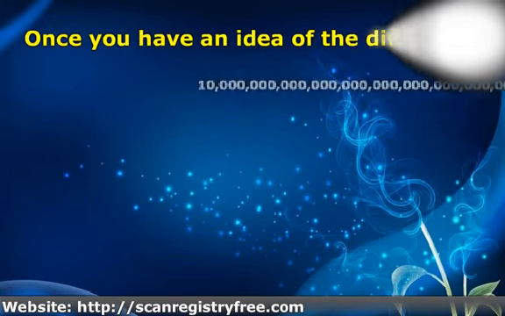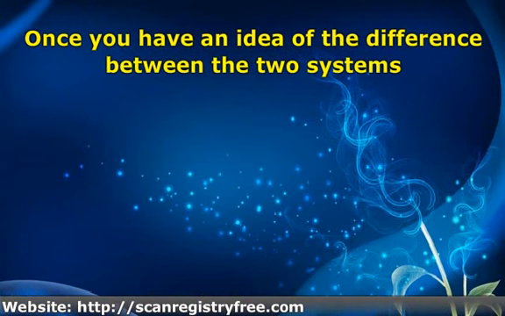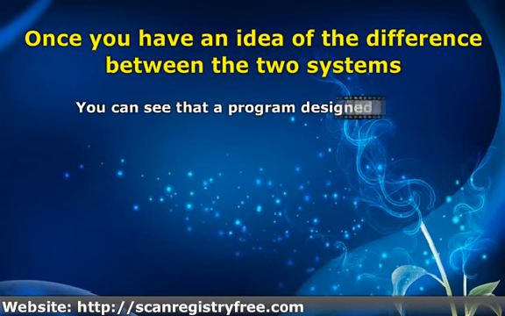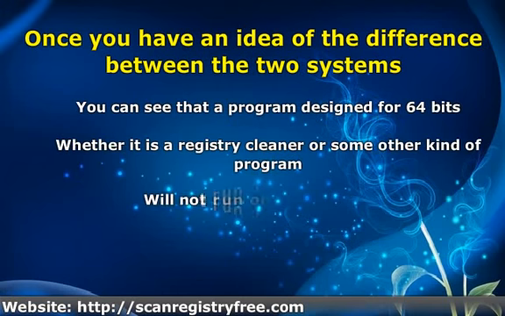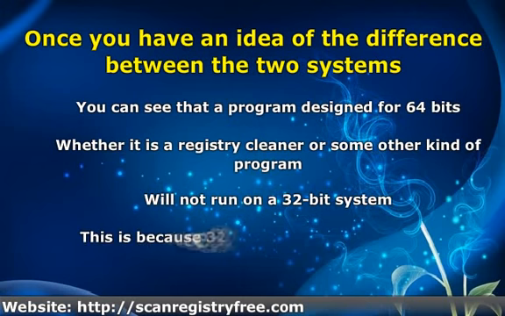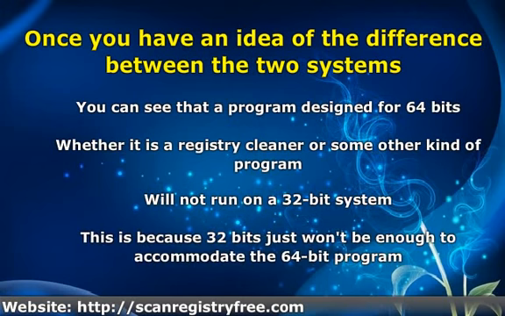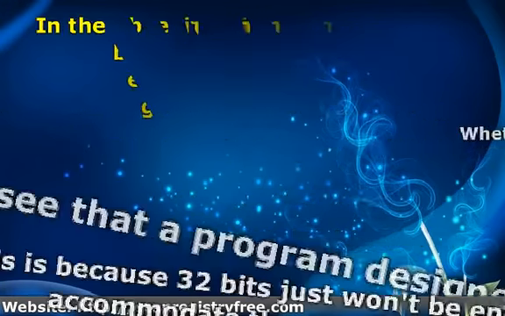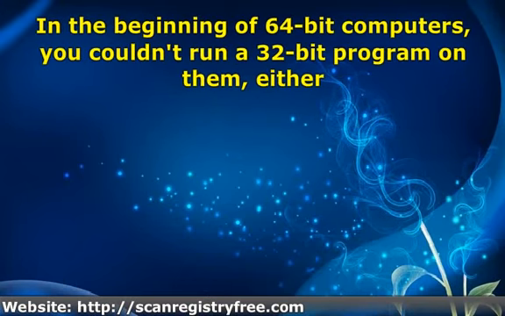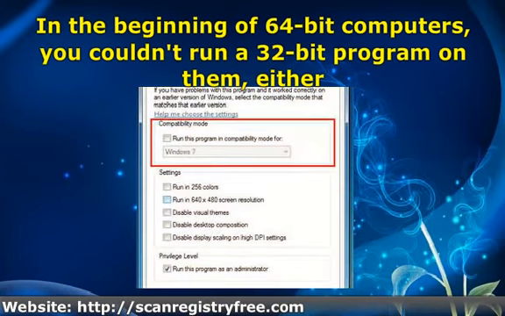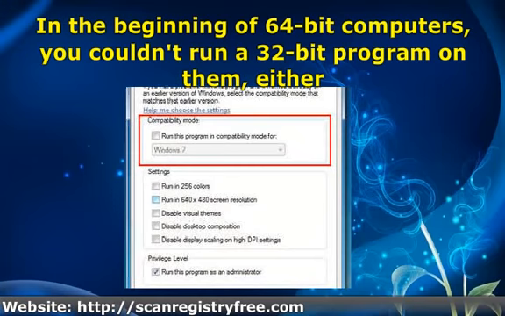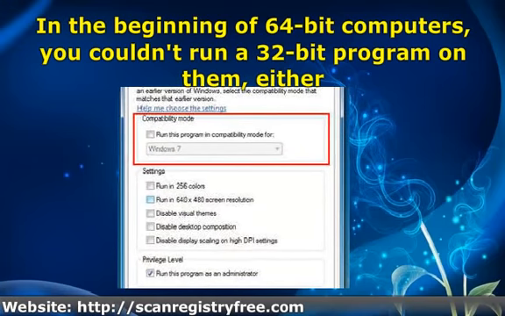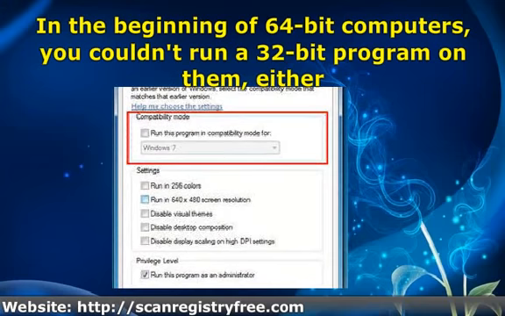Once you have an idea of the difference between the two systems, you can see that a program designed for 64 bits, whether it is a registry cleaner or some other kind of program, will not run on a 32-bit system. This is because 32 bits just won't be enough to accommodate the 64-bit program. In the beginning of 64-bit computers, you could not run a 32-bit program on them either. However, now, there is a compatibility mode that usually is switched to automatically when you install a 32-bit program on a 64-bit computer. But still, the reverse is not possible.